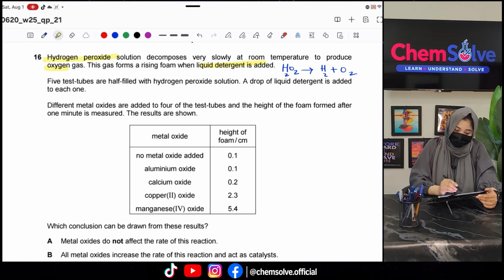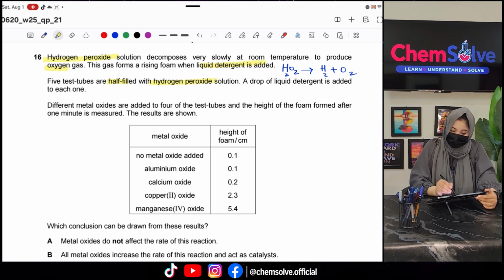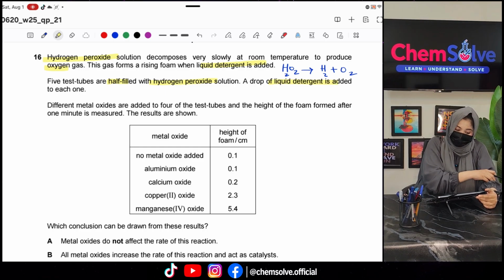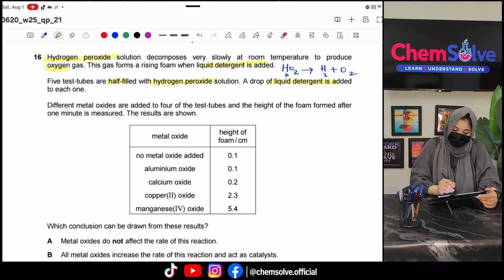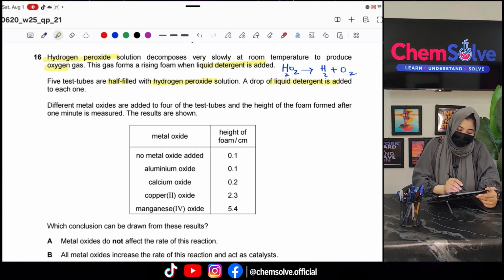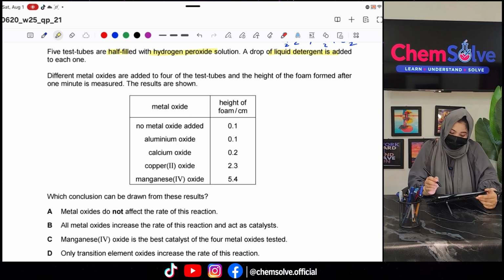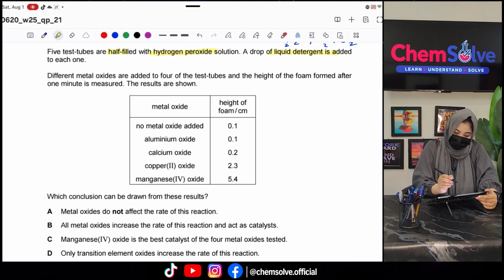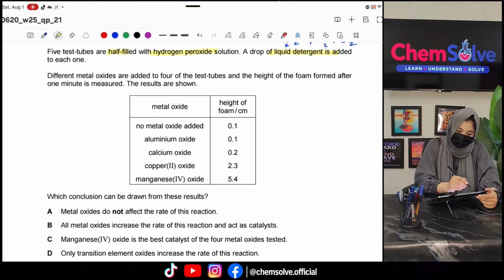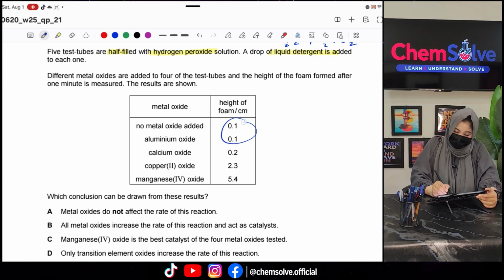5 test tubes are half filled with the hydrogen peroxide solution. A drop of the liquid detergent is added to each one. Different metal oxides are added to 4 of the test tubes, and the height of the foam formed after 1 minute is measured. The results are shown. Okay, so the height is least with these two, and height is most with this one.